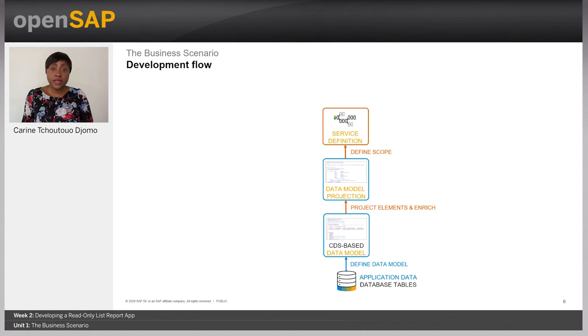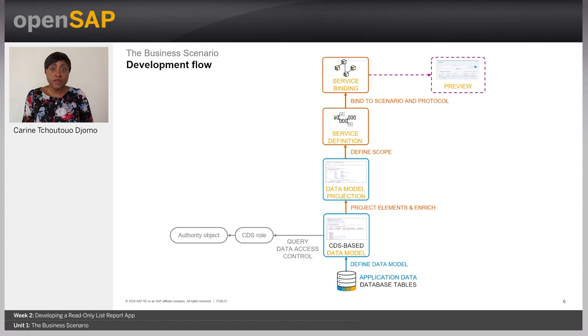We will then define our service scope by specifying the relevant entities to be exposed in our service. Bind it to the OData protocol and the SAP Fiori UI use case, and preview it in the ABAP development tools. Finally, we will define a CDS role to restrict the data access for the travel entity.